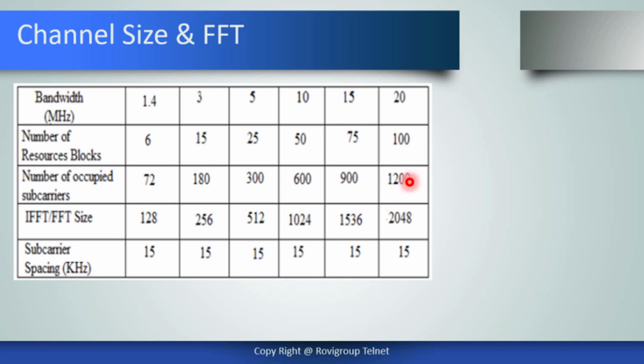In each resource block, actually, there are 12 subcarriers. So this is simple mathematics that in 1200 subcarriers you can have 100 resource blocks. In the next slide, we will talk about resource blocks in detail.